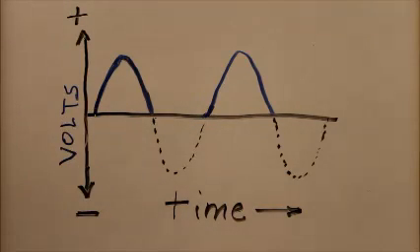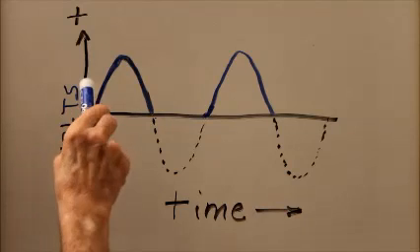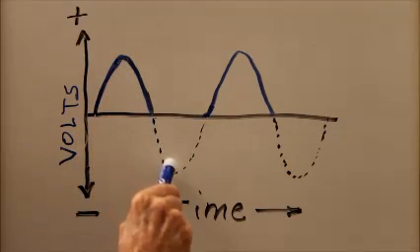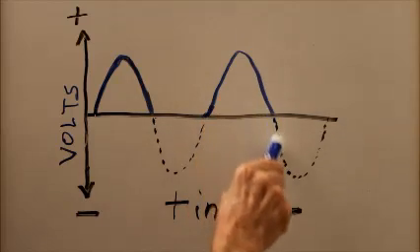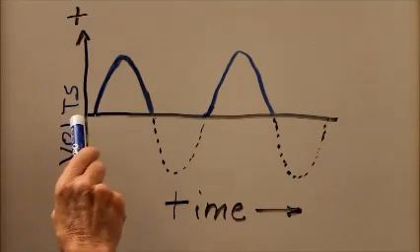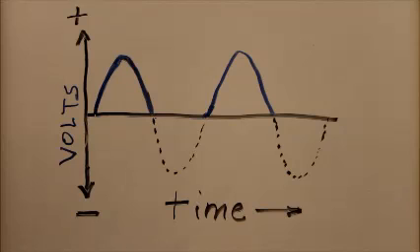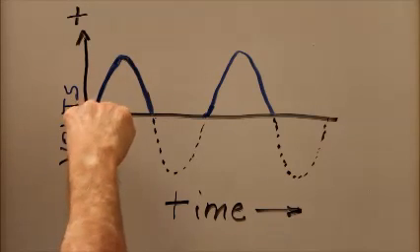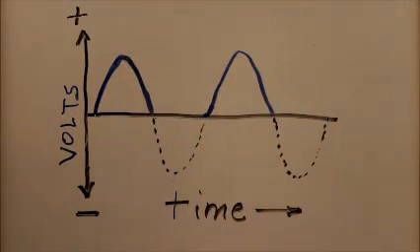Voltage on the vertical axis, time going to the right on the horizontal axis. The original AC wave looks like that. Half wave rectification in this case just chops the negative voltages off. So we get pulses that occur with every other half cycle.